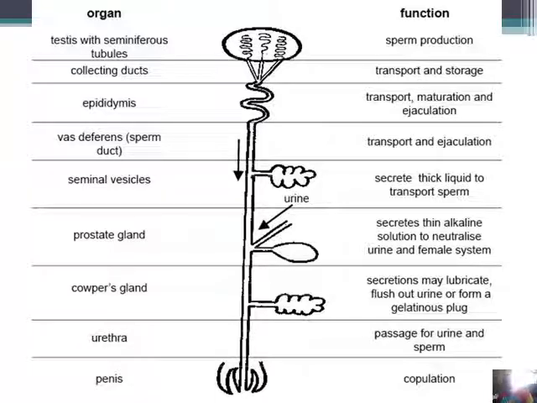Secretions may lubricate or flush out urine to form a gelatinous plug. Yes, sounds gross. The urethra is the passage for the urine and sperm, and finally we have the penis, which is used for copulation. You can use whatever word you'd like, so copulation, coitus. Don't just use the word sex, because remember, the word sex is how you recognize someone as a male or female.